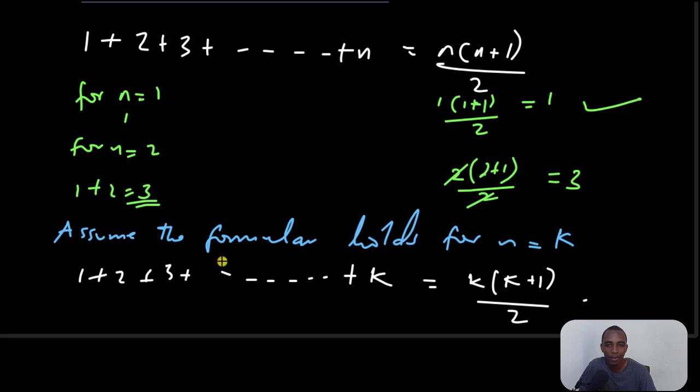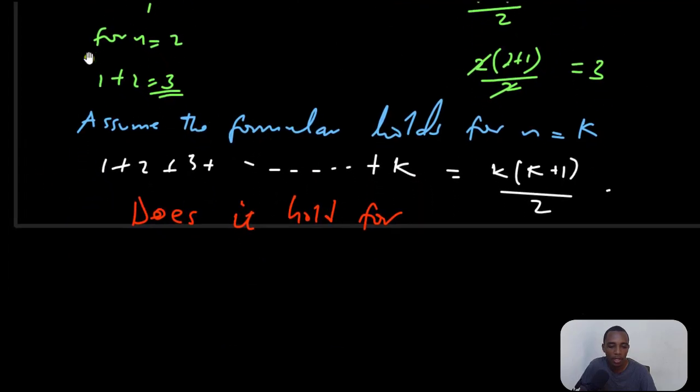And now, the big question is, if it holds for any number n equal to k, does it hold for n equals k plus 1? So this is the big question. In other words, if it holds up to n equals k, what if I add another term here, which is k plus 1? Will that still hold? Will the formula still be valid? Now let's go ahead and see whether it will.